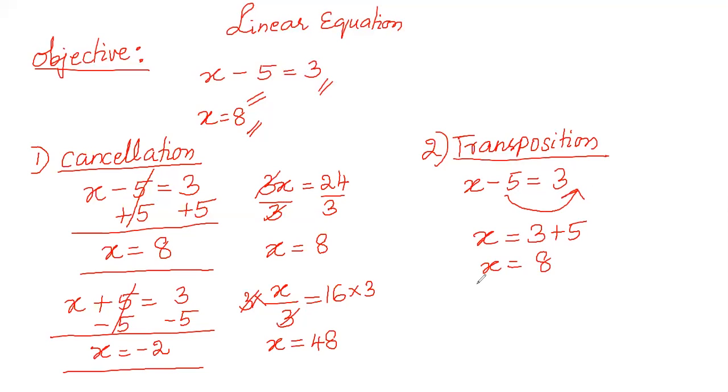Right? So in cancellation, you cancel the variables or numbers. Here you move the variables or numbers. Right? So this is how you solve equations, by using cancellation or transposition. You can use any of the methods. Let's see one other example.